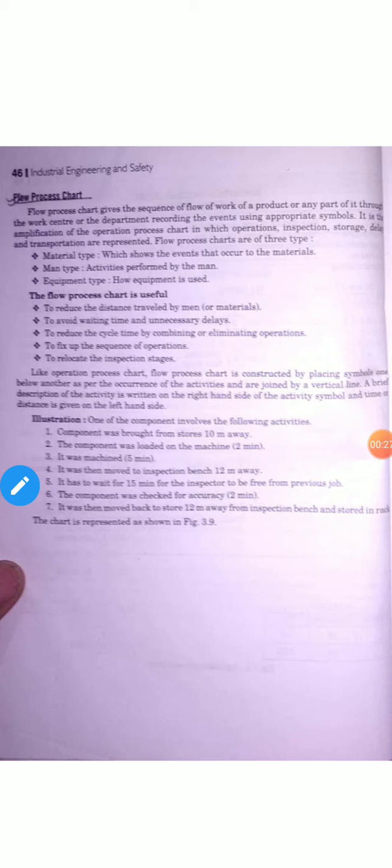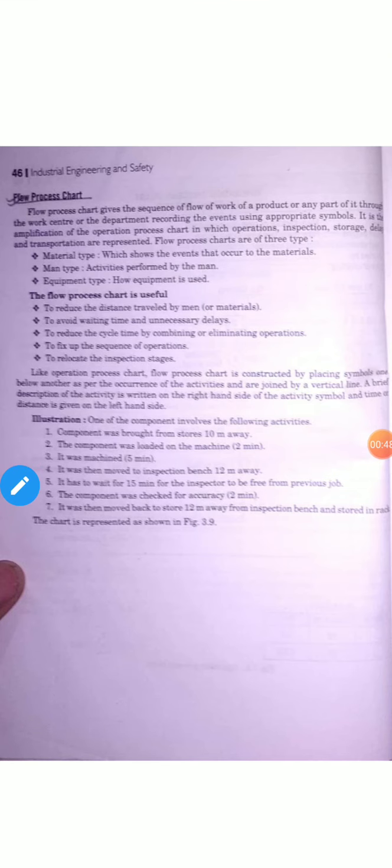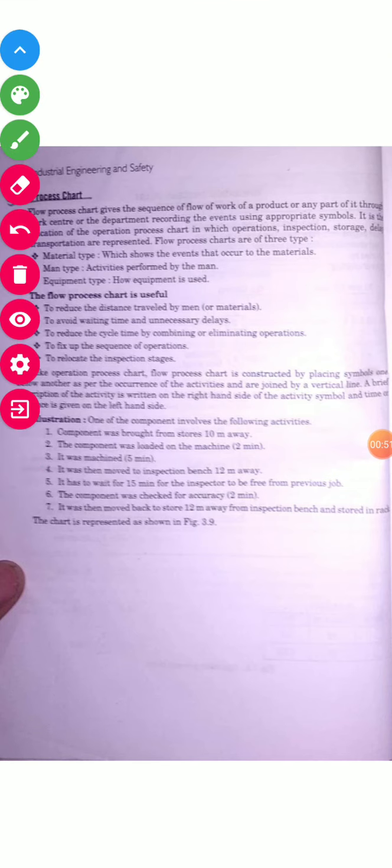It means that in the flow process chart we will observe the sequence of flow of any work or a product that will go through the different departments. We will record that process, and it is the amplification of the operation flow process chart. As we know, in the operation flow process chart only two symbols are used. First is operation, another is inspection.